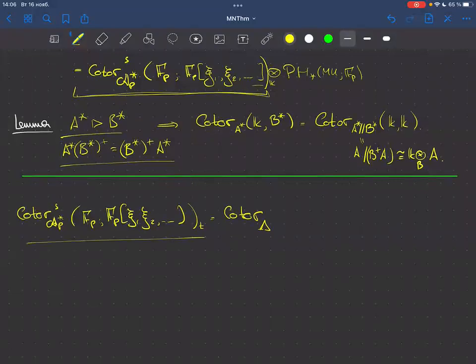This Kotor is isomorphic to Kotor from the trivial module to itself over the exterior algebra of the tau n's. Okay. So is it clear? Does anybody understand this except Masha?